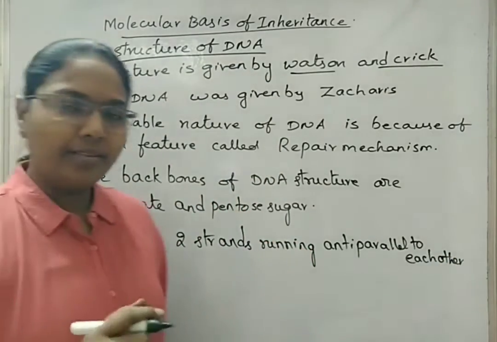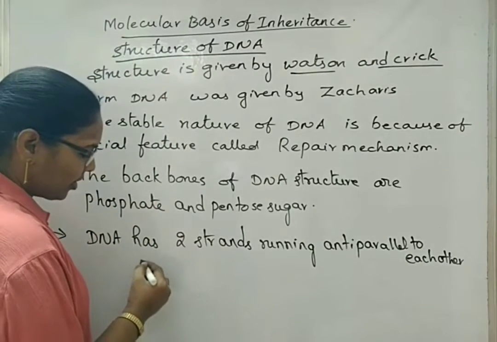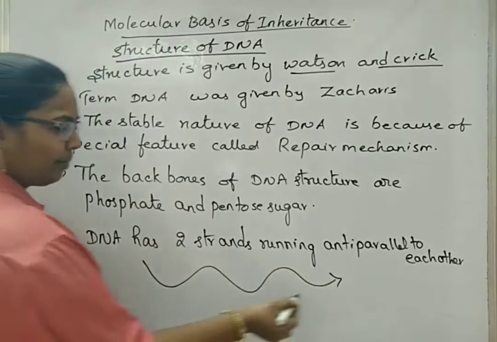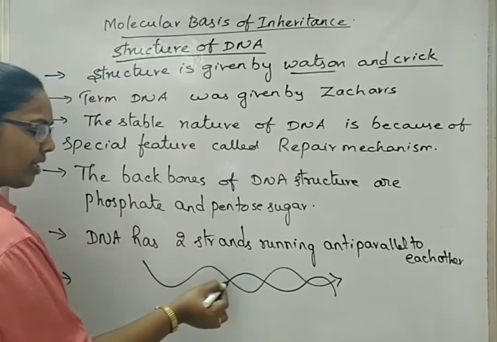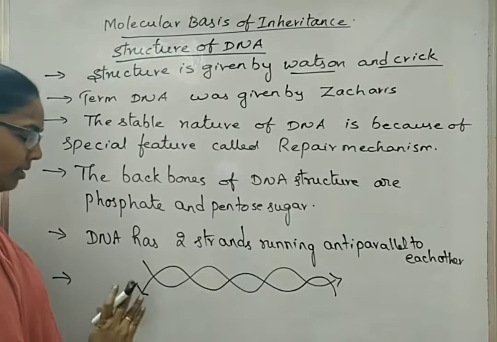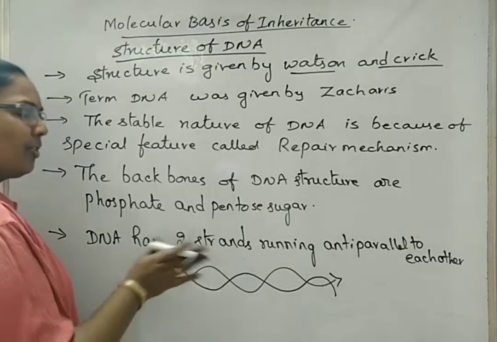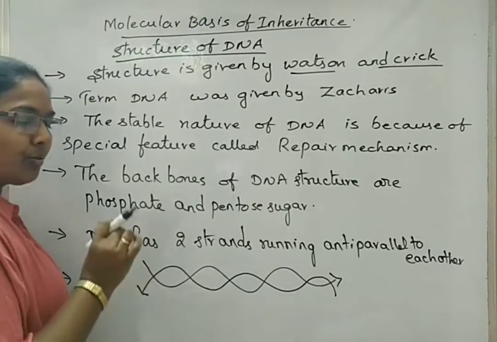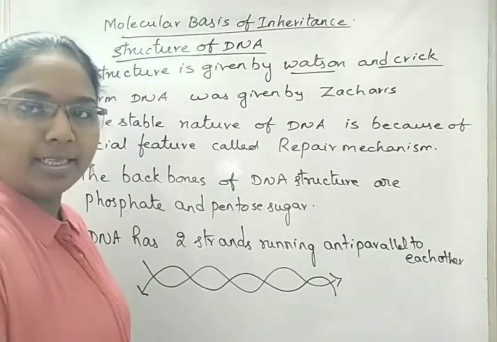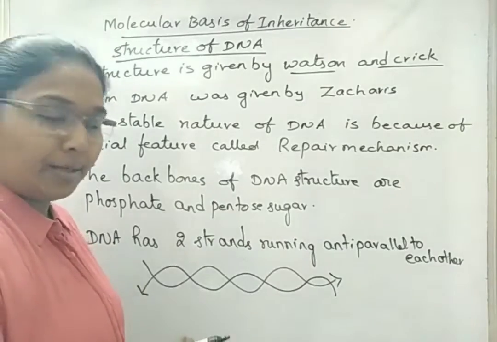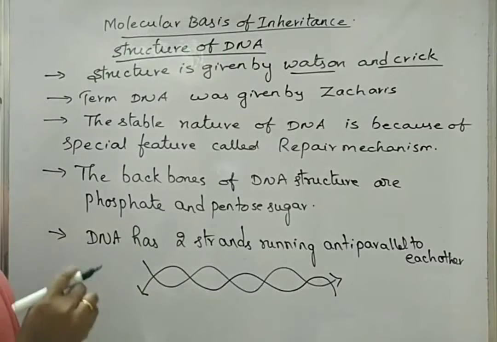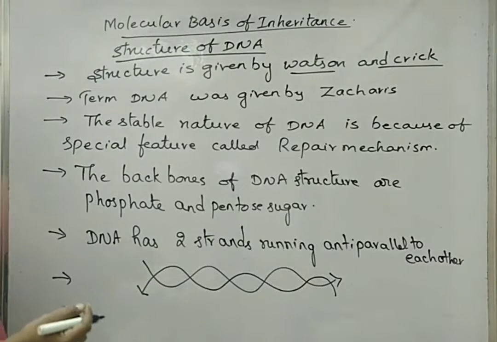When they are running anti-parallel to each other, suppose one strand is moving in one direction. Since it is a double-stranded coil structure, the other strand will be moving in the opposite direction. This direction of movement of the strands is given a special term called polarity. So we can frame a sentence like, the polarity is from one direction to the other direction, having some numbers, that is 5' to 3'.